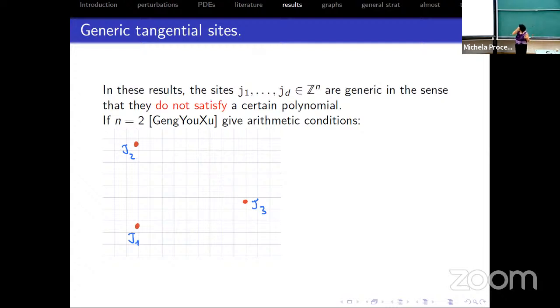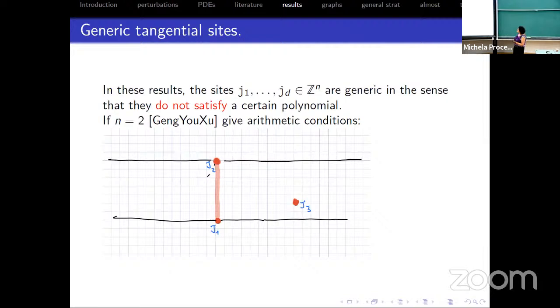But here, I wanted to mention that the first result, in fact, was by Geng, You and Xu on the case n equal to 2. And then this genericity becomes very much simpler to look at. And I wanted to show you because I find this very nice. So what is the point? You take your 3 points, which you want to say are generic. You take all the segments connecting the points, and you draw the line perpendicular to the segments, and you do it in all possible ways.